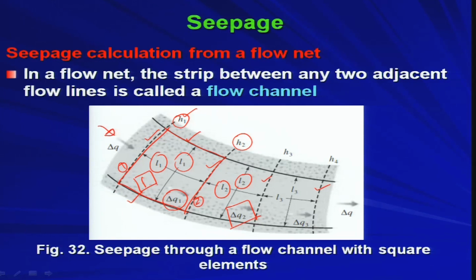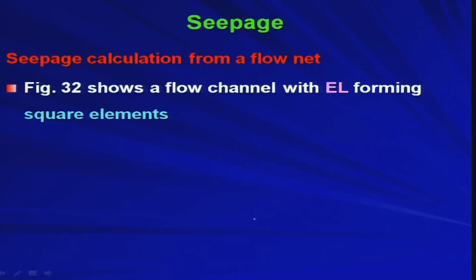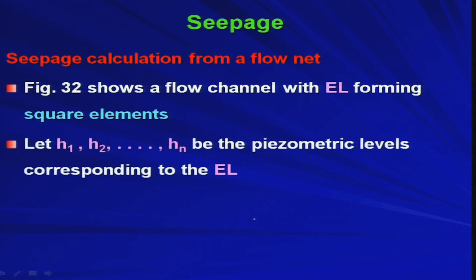Now, to satisfy the continuity condition, delta q1 must be equal to delta q2 must be equal to delta q3, there is no other way out, because water is completely incompressible. So, there is no change in volume. Whatever water is getting inside the flow channel, the same amount of water will be going out from the flow channel. Now, the last figure, figure 32, shows a flow channel with equipotential lines forming square elements. Let small h1, h2 up to hn be the piezometric levels corresponding to the equipotential lines, already we have seen in the last figure.